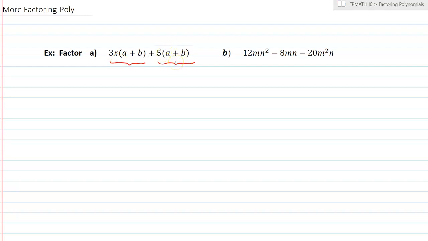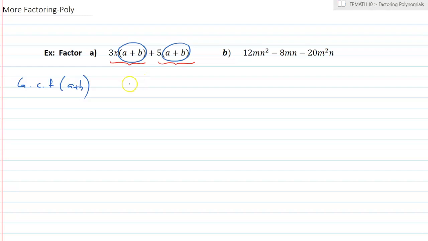It has a plus b in here and a plus b on the second term. That is your GCF. So GCF is a plus b. There's nothing wrong with having a binomial as a GCF.